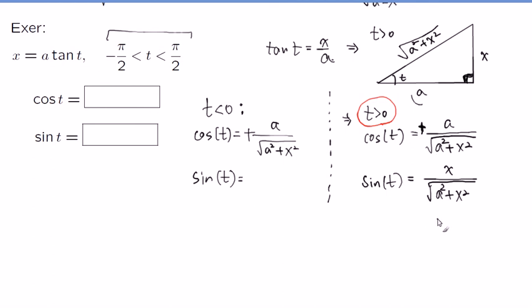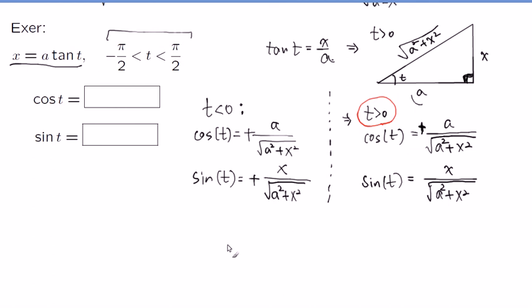What about this one? And here it looks like a positive, but it's not really positive, right? When t is less than 0, is this a positive number? x here itself is a negative number because t is less than 0. Tangent is negative, so x itself is negative. So you still pick up a positive sign there, right? Both cases.